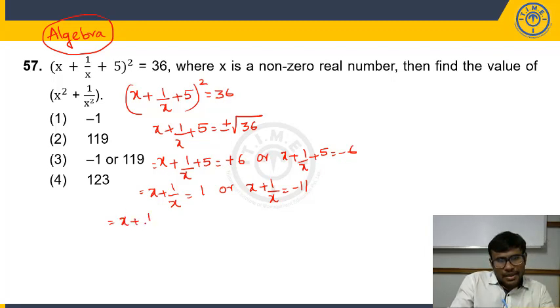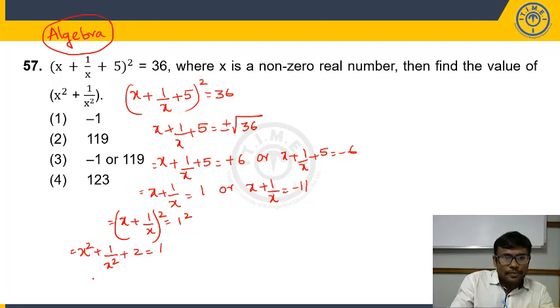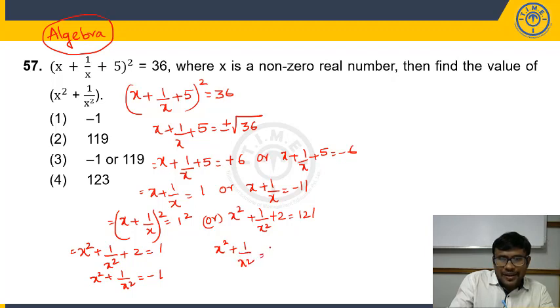That is, (x + 1/x)² is equal to 1². So x² + 1/x² + 2 is equal to 1. From this, x² + 1/x² is equal to minus 1. Or here, if you expand, x² + 1/x² + 2 is equal to 121. From this, I'll get x² + 1/x² as 119. So from seeing the options, we got minus 1 and 119. Okay, we will put minus 1 and 119 as the answer.